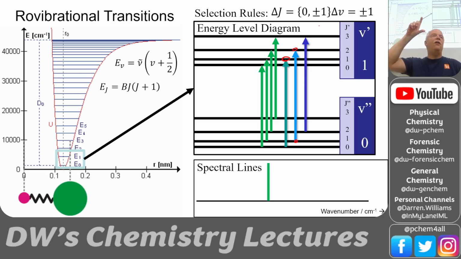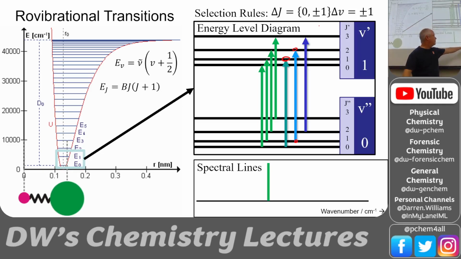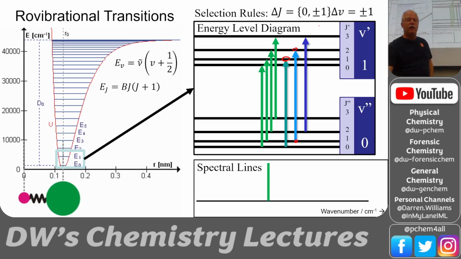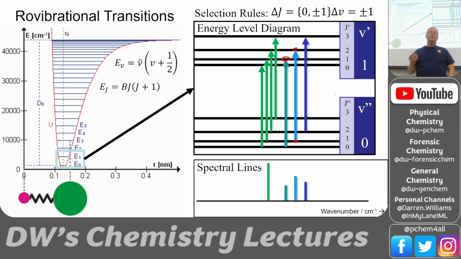The longer the arrow, the higher the frequency. So notice down here, frequency and wave number are proportional to each other. And so these are going to be spaced out to the right. This one, the 2 to 3, is a longer arrow than the 1 to 2, and that's a longer arrow than the 0 to 1. So these would give us 3 equally spaced spectral lines, and that's going to be called the R branch.